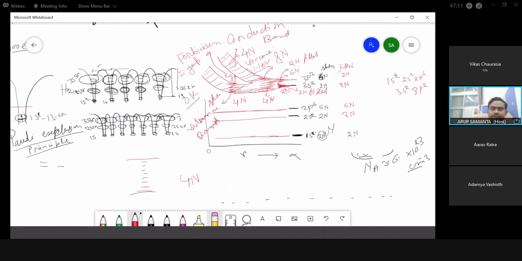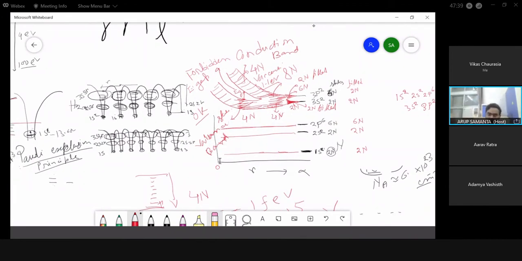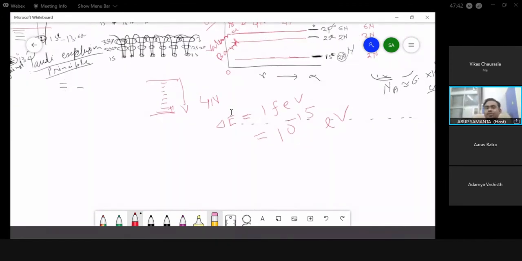But the energy difference between two consecutive energy levels inside the band is very, very small. This gap is delta E. Within the band, this energy difference in a solid is in general of the order of femto electron-volt. 1 femto electron-volt means 10 to the power minus 15 electron-volt. This is the order of magnitude, whereas the forbidden gap is of the order of 1 electron-volt. So you can consider this gap to be 10 to the power 15 times higher.